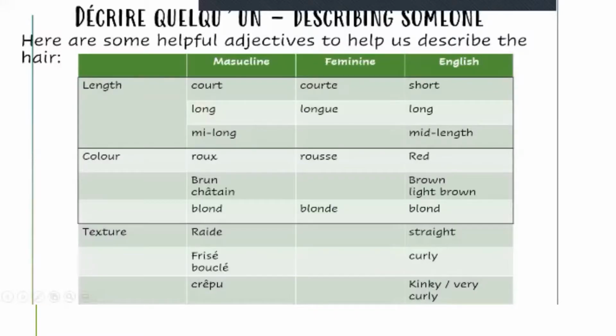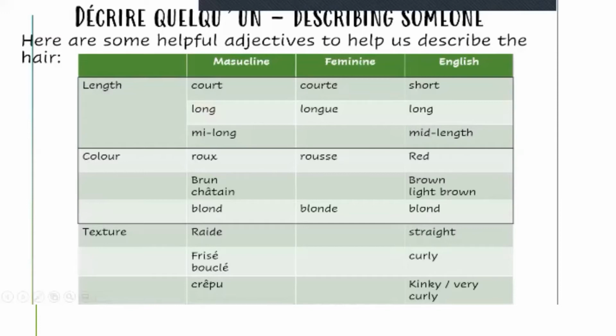So here are some helpful adjectives to help us describe the hair again. So for the length of the hair, your hair can be court. Everybody say court. All right, so we don't pronounce the T's at the end of the French words normally. So please note that we're not saying the T. Répétez s'il vous plaît. Court.